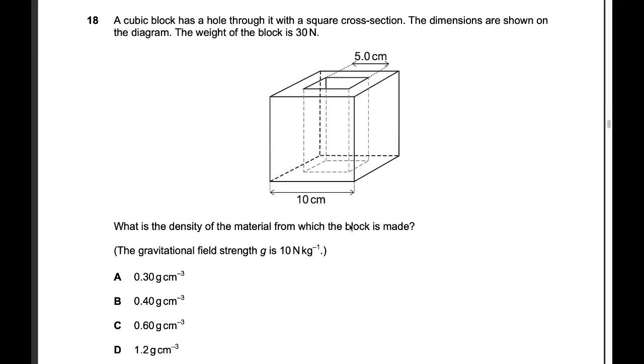Next question. Okay, a cubic block, and it has a hole through it. We're given the weight of the block, and we're asked to work out the density of the material. So if we have the weight and we assume g is 10 newtons per kilogram, we can divide by 10 to work out the mass, which is 3, right? 30 newtons divided by 10 is just 3 kilograms, and the answer is in grams, so I'm going to call that 3,000 grams is my mass.